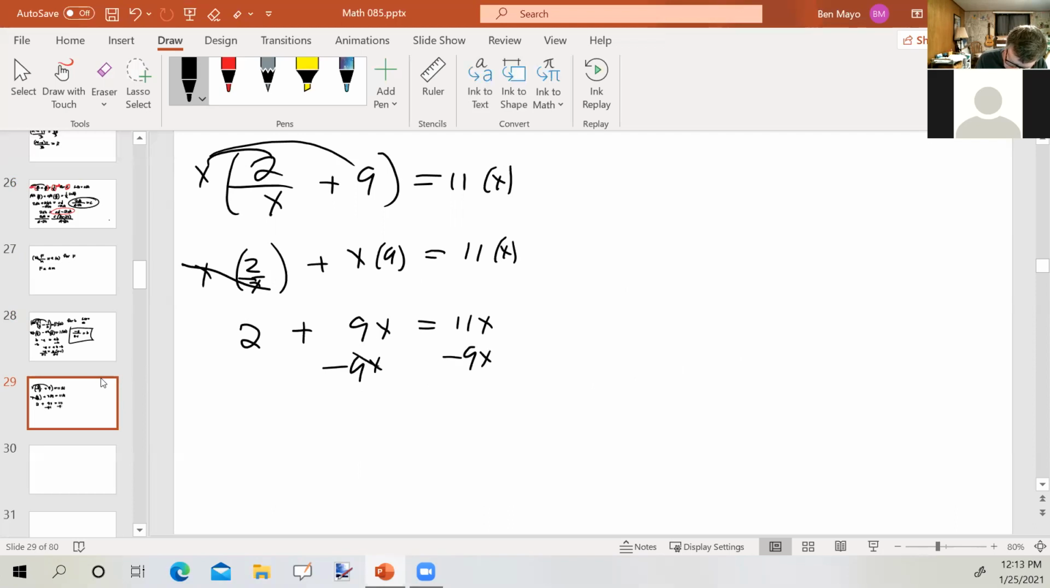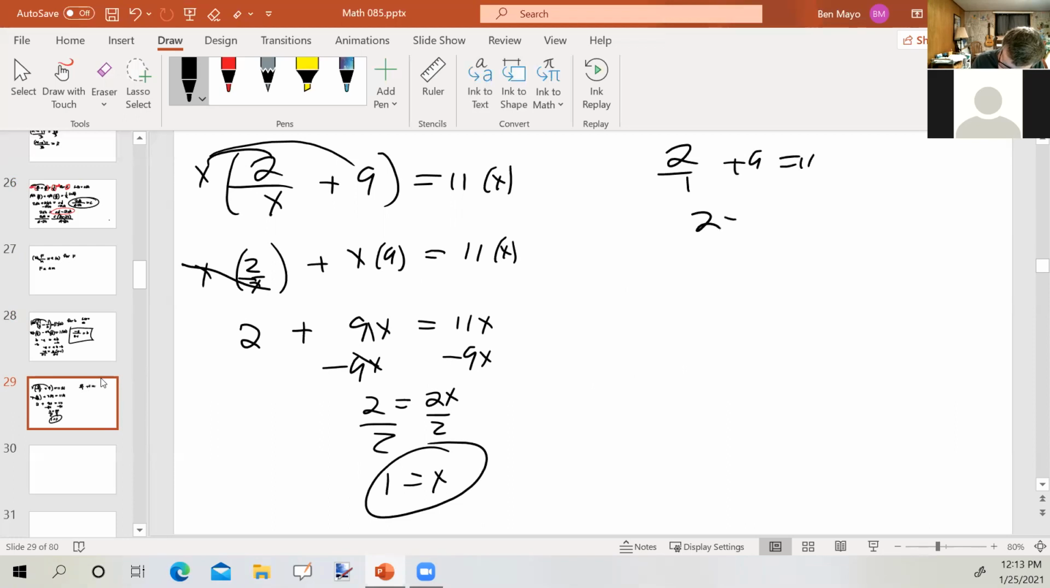So we're going to subtract 9x from both sides, divide by 2, and x equals 1. Let's check it. If x is 1, we get 2 over 1 plus 9 equals 11. 2 plus 9 equals 11. 11 equals 11. Well, that one was pretty nice. Okay.